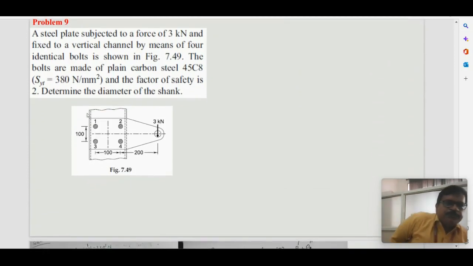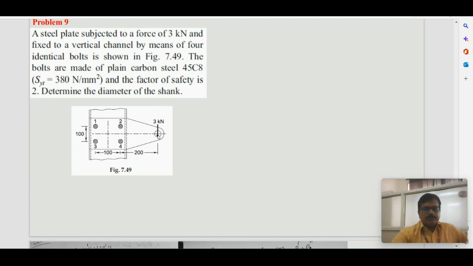In the next problem, a steel plate is subjected to a 3 kilonewton force as shown in the figure. The bolts are made of plain carbon steel with yield point 380 Newton per mm square. Factor of safety is 2. Determine the diameter of the shank, that is the bolt.